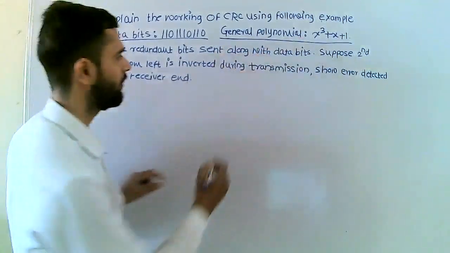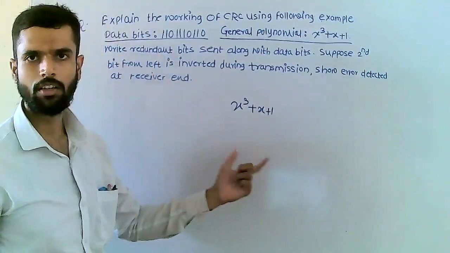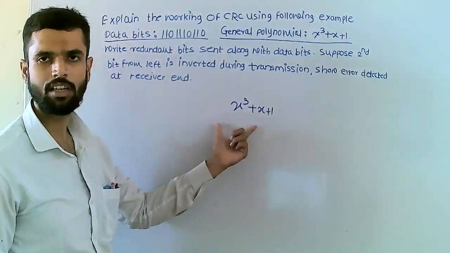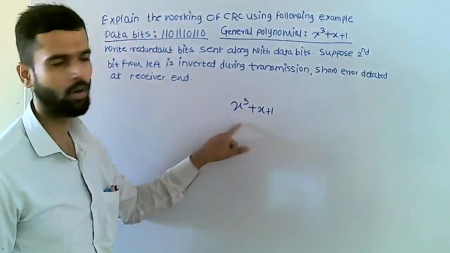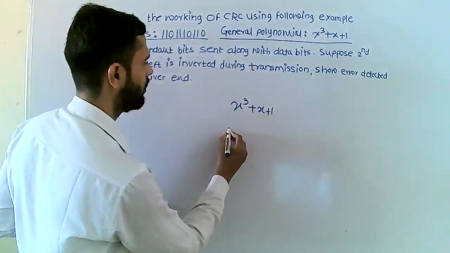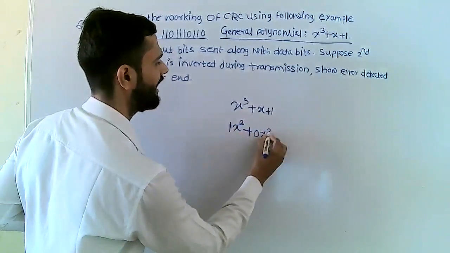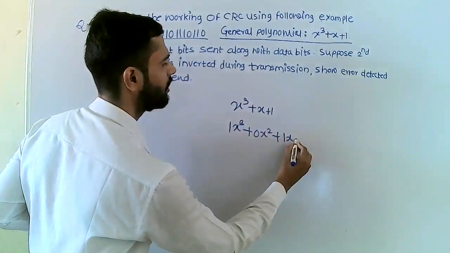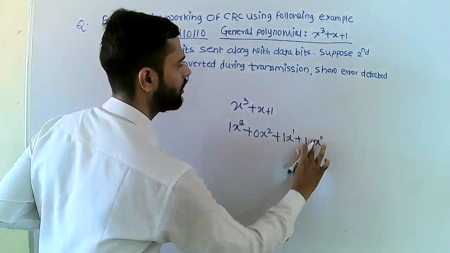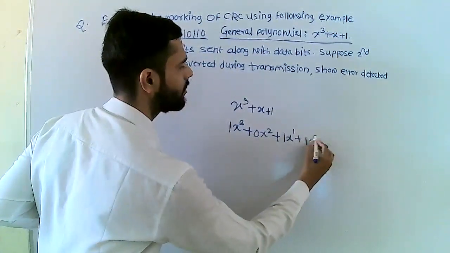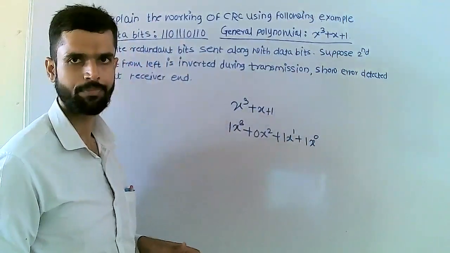The polynomial is given as x cube plus x plus 1. If we want to convert this into binary format, we have to consider the coefficients of this polynomial. Here the coefficients are: 1 into x cube, plus 0 into x square, plus 1 into x raised to 1, plus 1 into x raised to 0. So this equation and the earlier equation are the same.